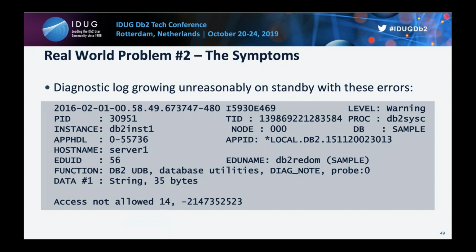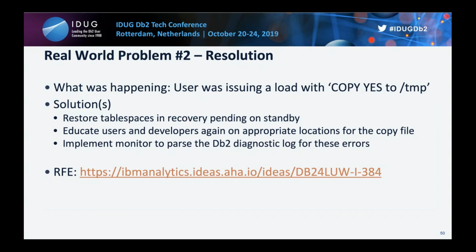That was because somebody had done a load copy with copy yes to /temp. So they hadn't used the location we had for that. They had selected another location. None of the parameters I had set prevented them from doing this. And so I have an AHA idea or an RFE created to give me something else to make it so that people can't do this.